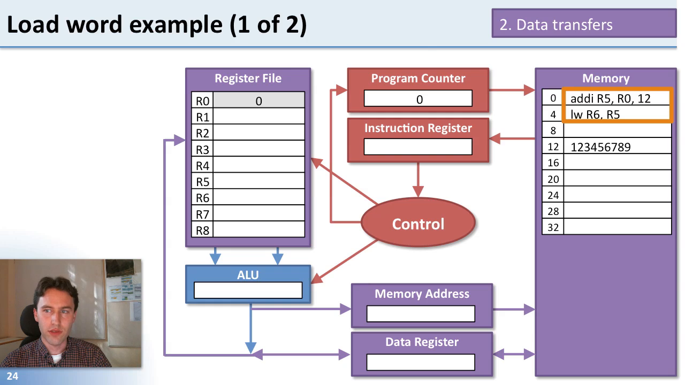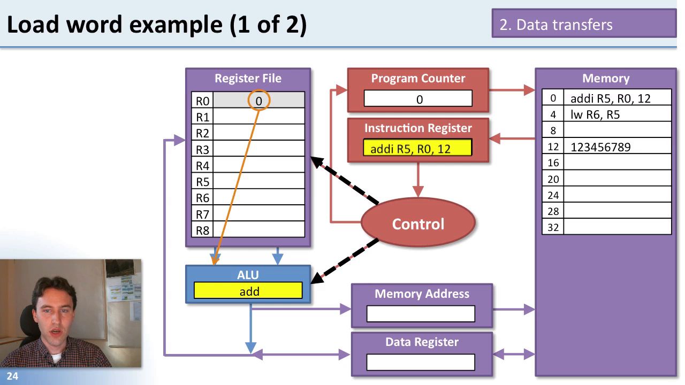So let's walk through how this works. Our program counter starts at 0, which means we're going to load the instruction at address 0. We load that into the instruction register. The control logic is now going to decode that. It's going to figure out the ALU operation, which is add, and it's going to figure out where the inputs to the add come from.